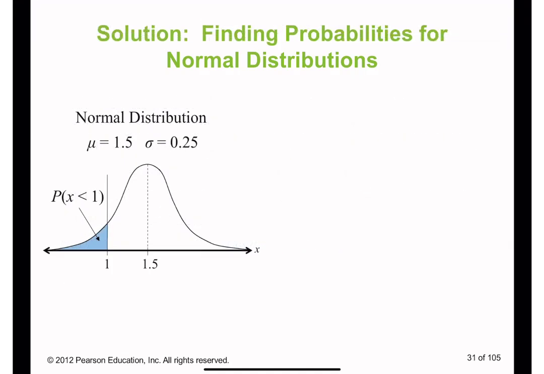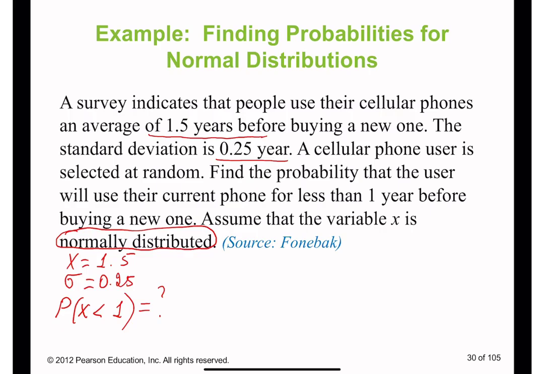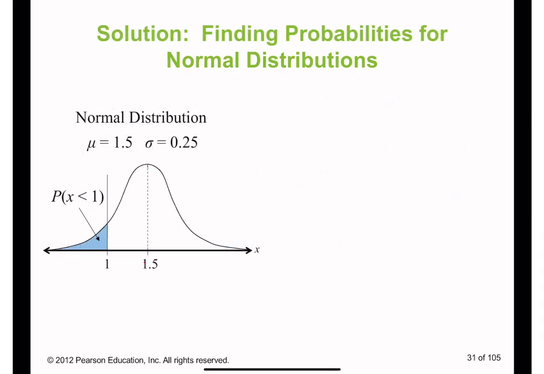So here it is. Our mu average is 1.5. Oh, wait a minute. Let me go back. Oh, on average. Okay, it's mu. My apologies, it says on average, I didn't pay attention. 1.5 years. That's why we have 1.5 here. Sigma is 0.25. So we need to find the area probability that will be less than 1 year.